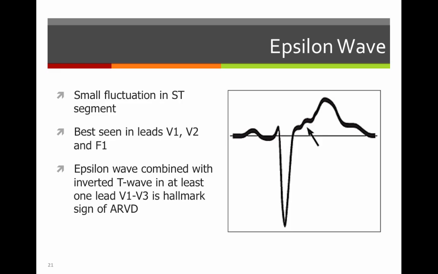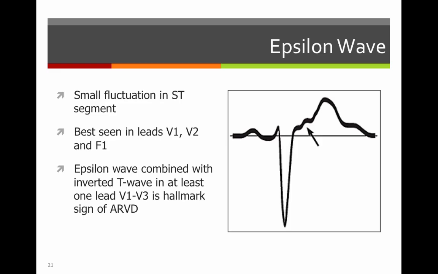Your epsilon wave is a hallmark sign of your ARVD. Your epsilon wave is going to be a very small fluctuation in your ST segment, usually seen in leads V1, V2, possibly V3. And it's just a little ripple. So imagine you are running full speed, and then you hit a small pool of water. You're going to slow down a little bit, things are going to ripple, and then once you clear that small pool of water, you're going to get back up to speed. And that's what that epsilon wave is.